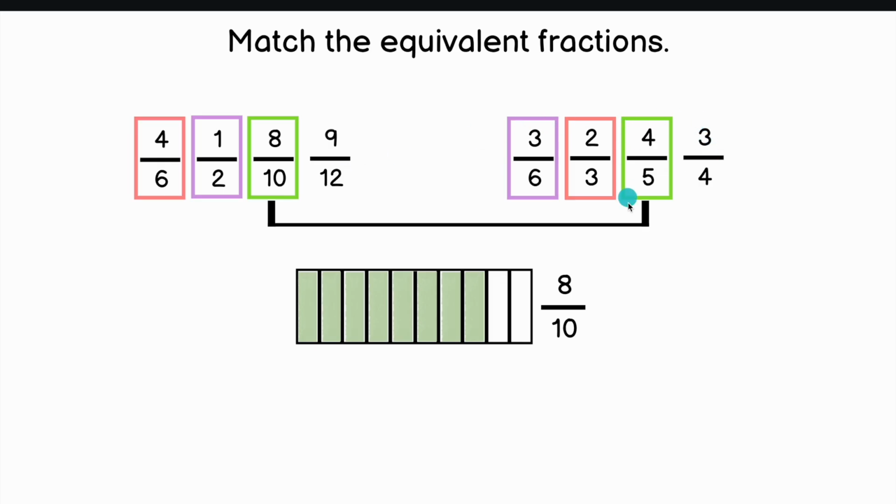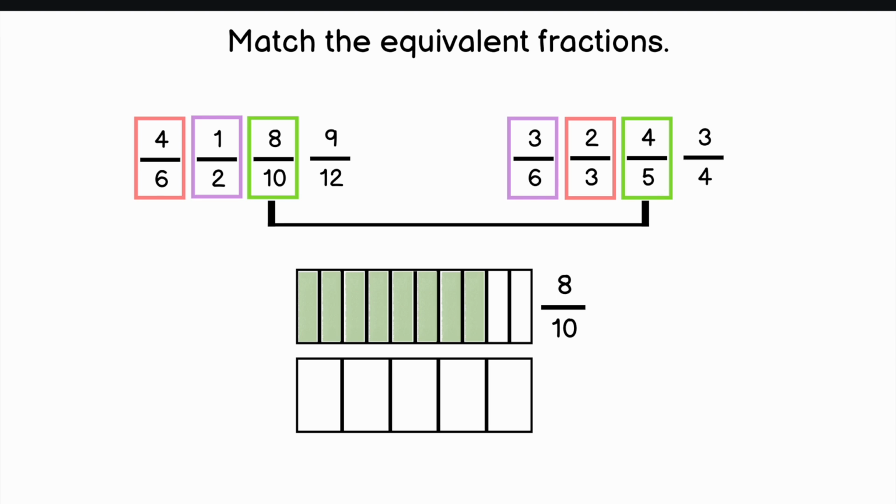Now let's create a model of 4/5. We need 5 equal parts. 1, 2, 3, 4, 5. Let's shade in 4/5. 1/5, 2/5, 3/5, 4/5. We notice that 8/10 and 4/5 represent the same amount. Let's write 8/10 is equivalent to 4/5.